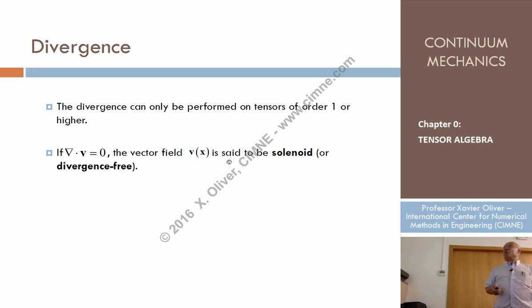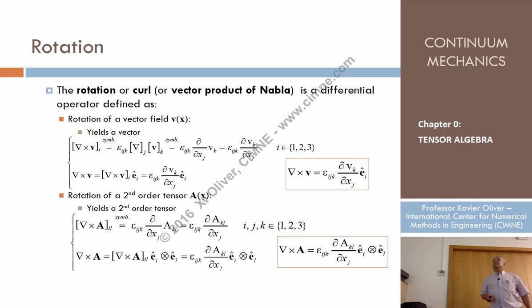Well, some words here, that's not very important. That's what I said, that the divergence can only be performed in order 1. Another operation is the rotation, or sometimes in English it's called the curl. In Catalan or in Spanish it's called rotacional. Are you familiar with the rotational? Okay, that's what we are referring to.